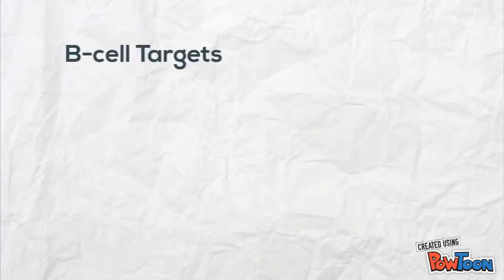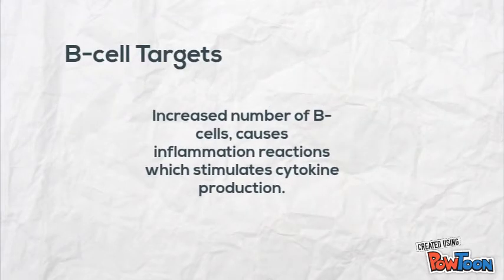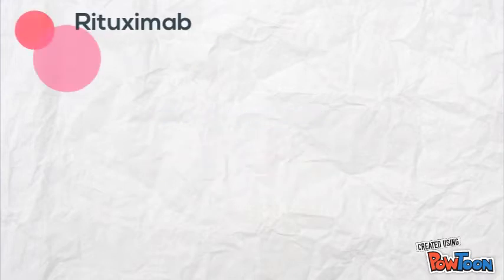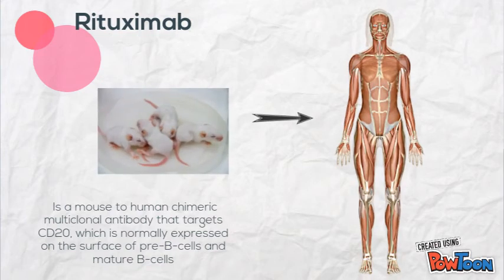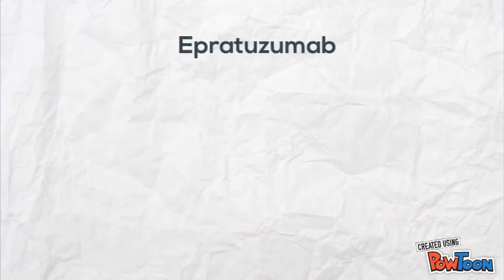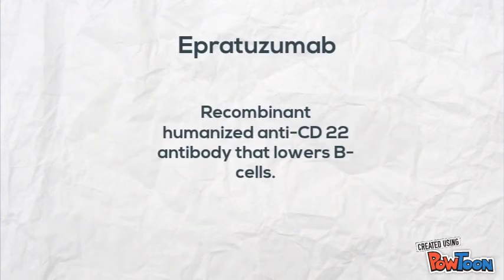In systemic lupus erythematosus, the number of B cells is increased, causing a lot of signaling for the killing of normal cells through the production of autoantibodies. That also causes inflammation. The first mentioned treatment is the most human chimeric monoclonal antibody against CD20, which is found on the surface. Another mentioned treatment was epratuzumab, which is a recombinant humanized anti-CD22 antibody that lowers B cells in slightly active SLE patients.